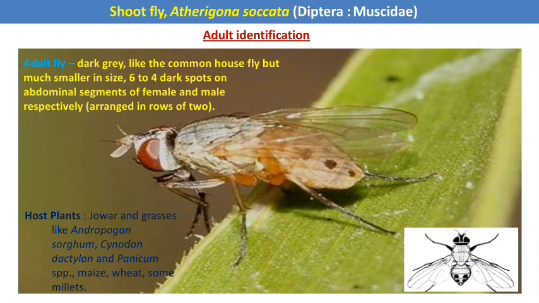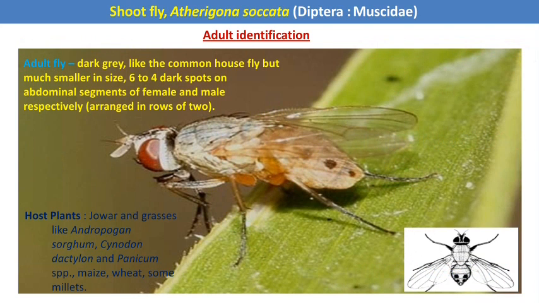The first and major pest of sorghum is the sorghum shoot fly. It is a dipteran pest. The scientific name is Atherigona soccata. Here, if you see in this picture, this is the adult fly of the sorghum shoot fly. It just looks like our house fly.